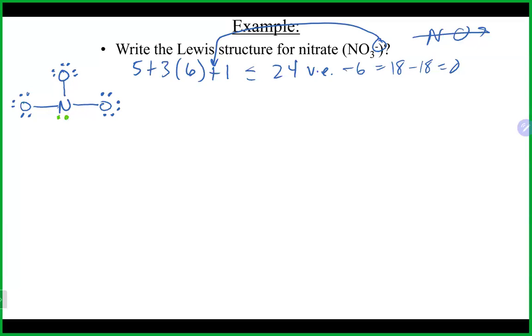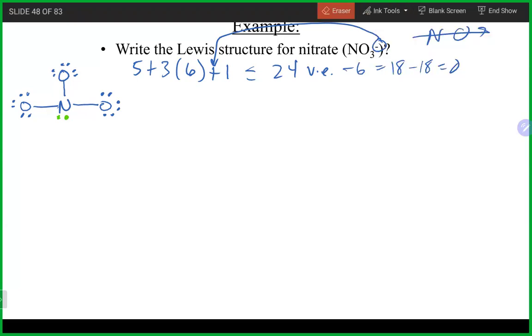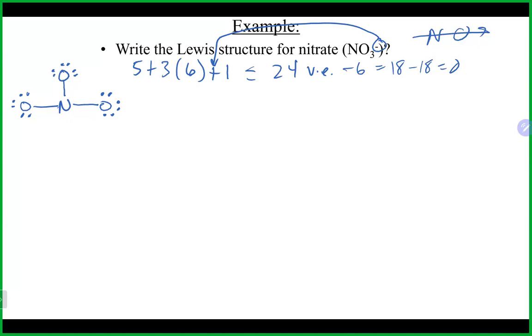Can I just put electrons there? I cannot, because now I have a grand total of 26 electrons, right? Which is too many, so we cannot do that. So this is a situation where we need to fix it by trying to make a double bond.